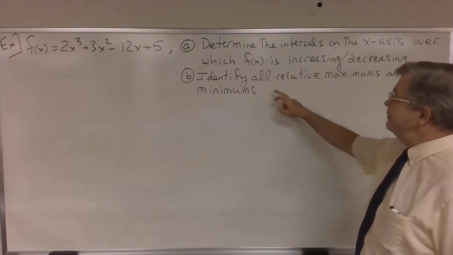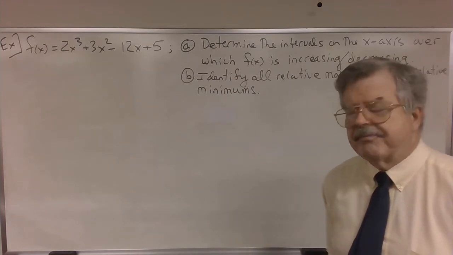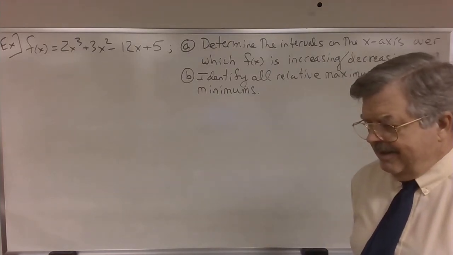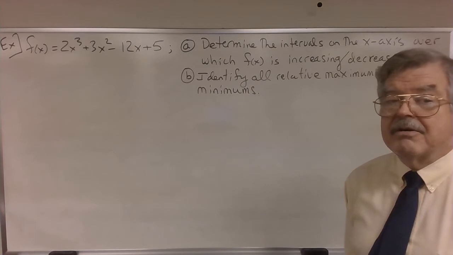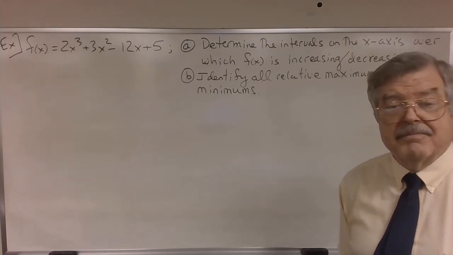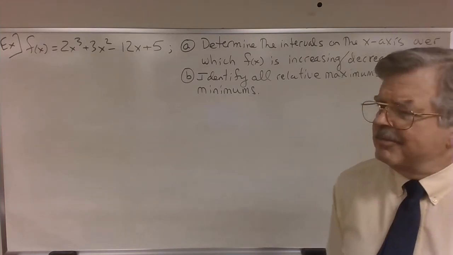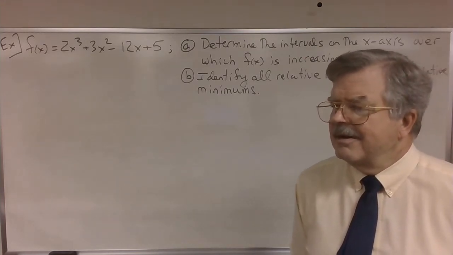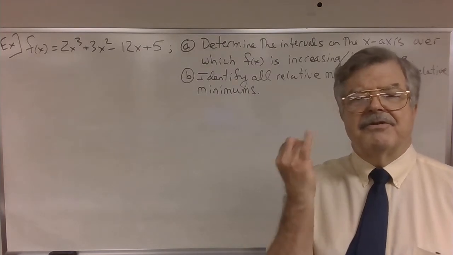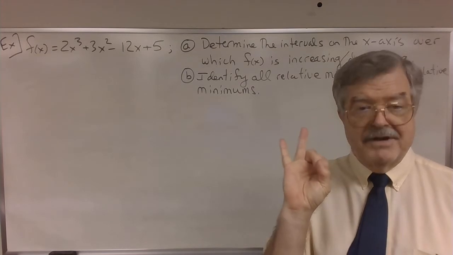And relative maximums and relative minimums, what do we know about them? They can only occur where? At a critical number. And how do we find a critical number? A critical number is where the derivative is 0 or where the derivative is undefined.